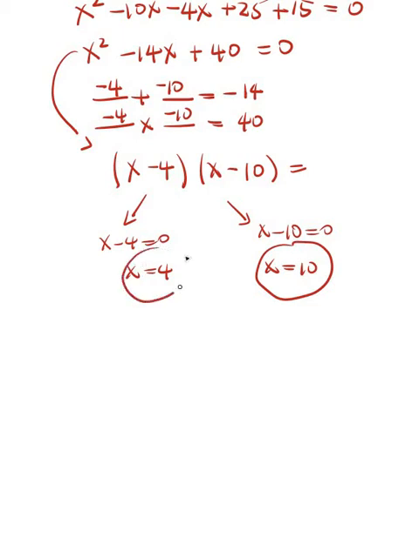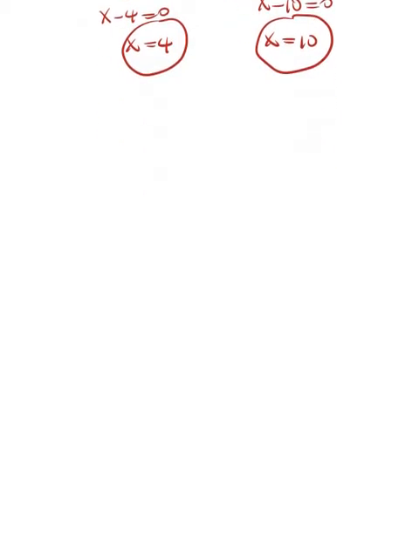Here are the two solutions. Yay! So how do we know that these are solutions? We're going to verify this. If you remember, the original problem says 5 plus the square root of 4x minus 15 is equal to x.